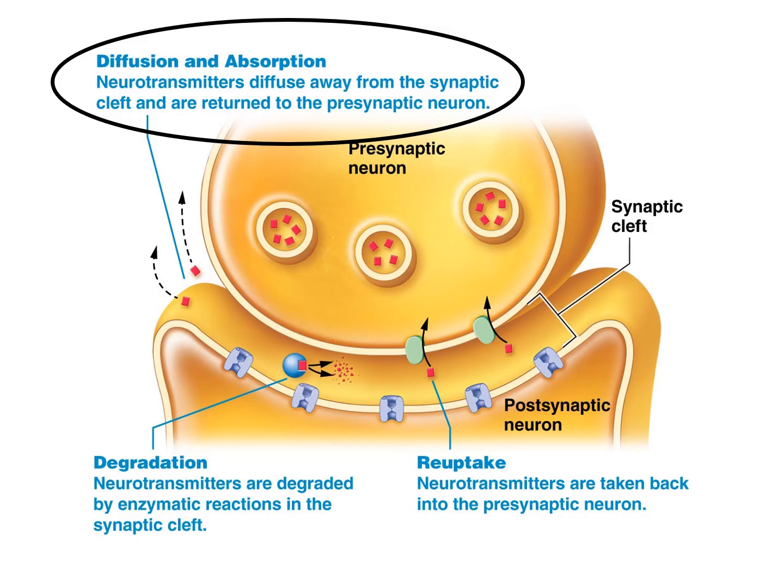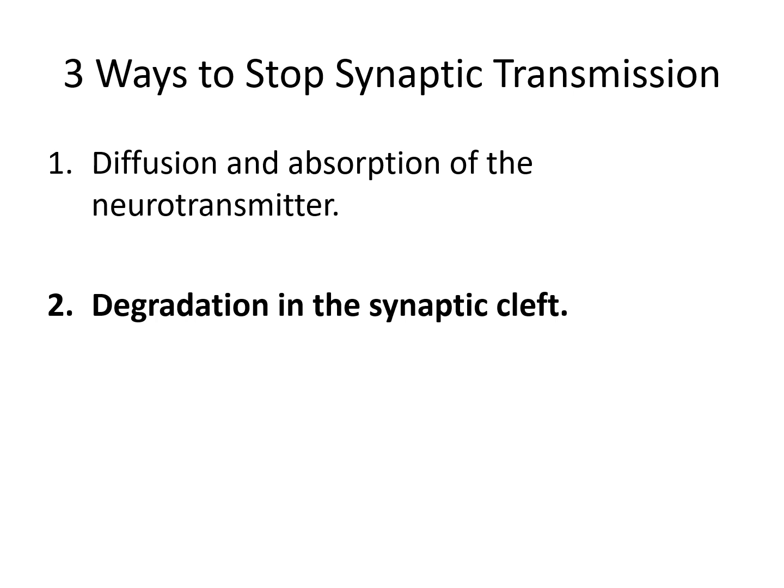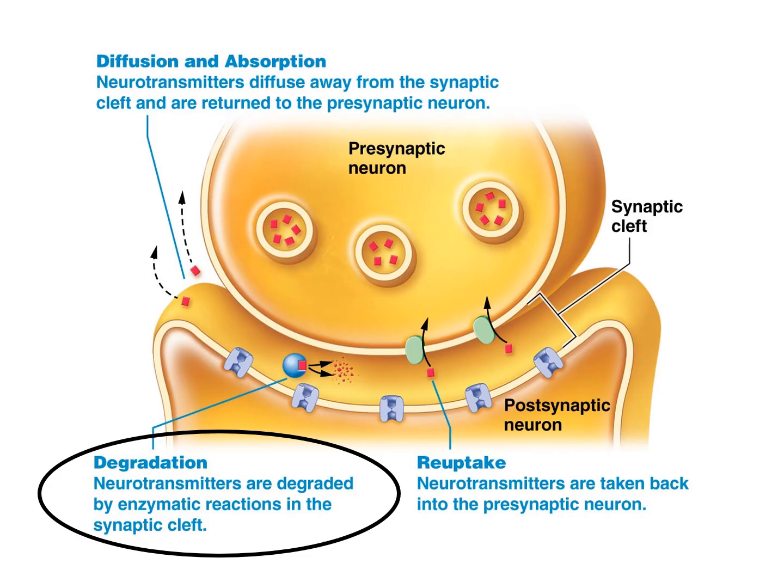Okay, so here the neurotransmitter diffuses away, and eventually it gets absorbed by the neuron. The second way to stop synaptic transmission is by its degradation in the synaptic cleft. We know this at the neuromuscular junction because remember acetylcholinesterase? That enzyme was used to break down acetylcholine into acetate and choline molecules.